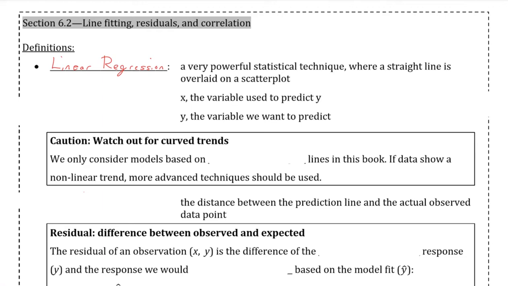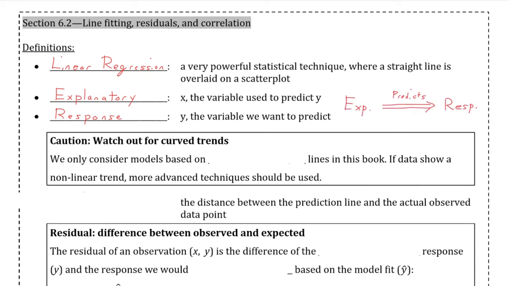The two variables in a scatter plot, x and y, are known as the explanatory and response variable respectively. Remember that the explanatory is used to try to predict the response variable.